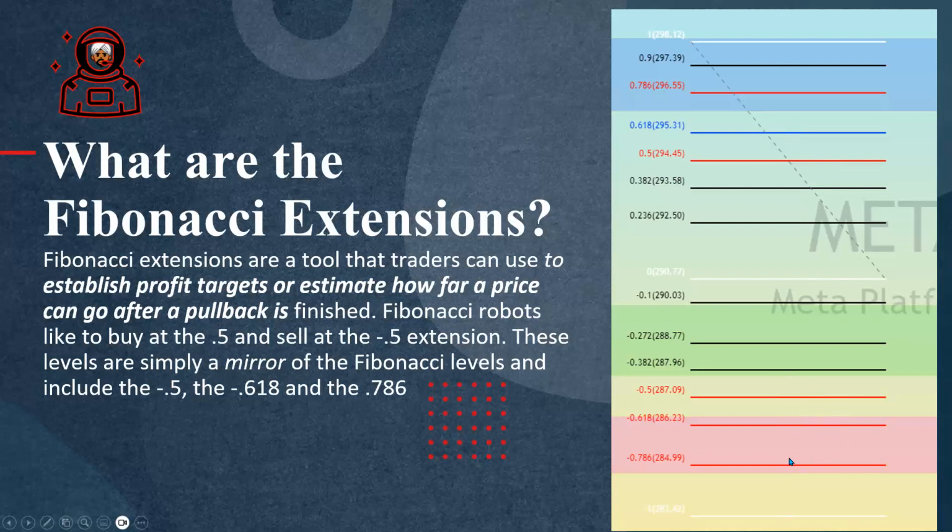These extensions, they're simply a mirror of these levels. You guys see that? The 0.236 is just a mirror of the negative 0.272. The 0.382 extension, you see that? It's just a mirror. These are just profit targets.